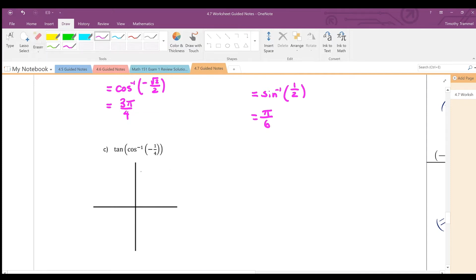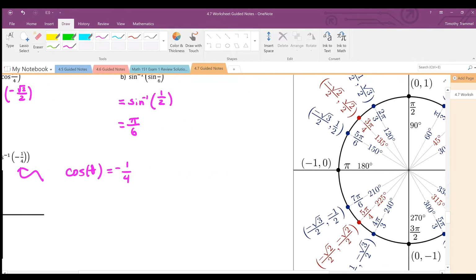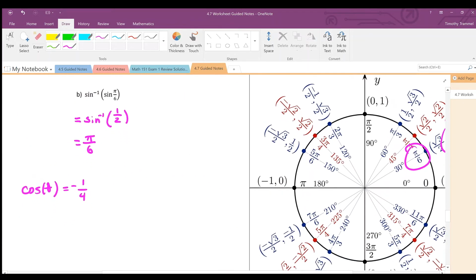So one thing I want to point out here real quick is that this one's a little bit tougher. If we were to think about cosine inverse of minus 1/4, we'd be trying to find an angle where cosine theta is equal to minus 1/4. And minus 1/4 does not correspond actually to any of those common angles. While there is an x value on the unit circle of minus 1/4, again, it doesn't correspond to one of the common angles, so you can't find it on here.